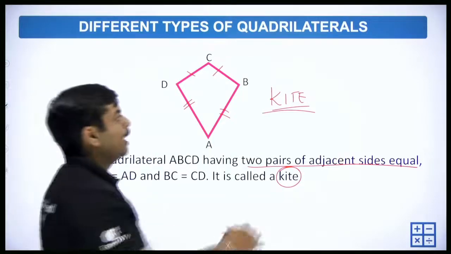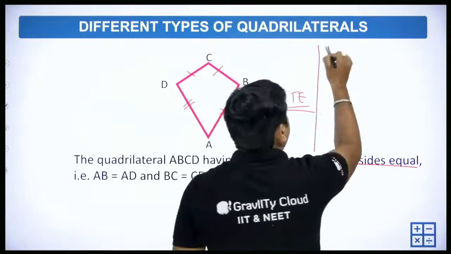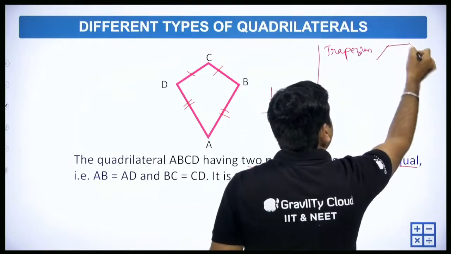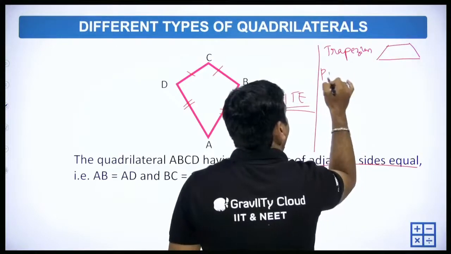So once again, let us come back to all the diagrams that we have discussed now. We discussed what a trapezium is, where one pair of opposite sides is parallel.